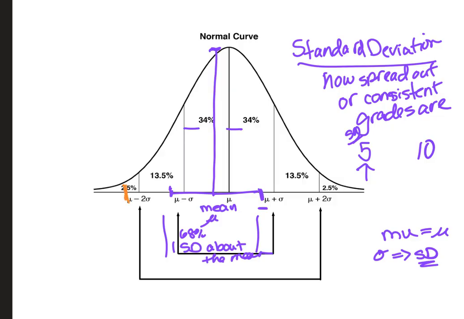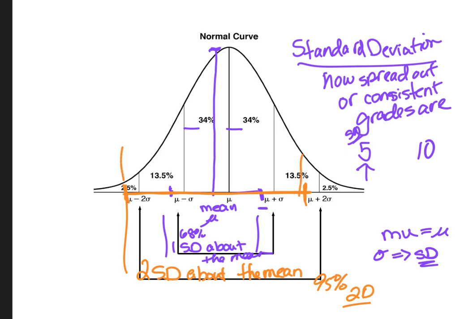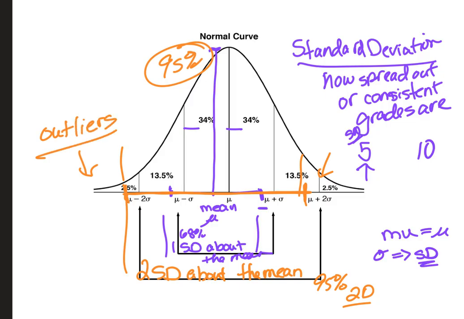Two standard deviations out would be from here to here. This would be 2 standard deviations about the mean. About means around, that's just what they call it. So that would be all the people between these two. If you add those up, that's 95% within 2 standard deviations. Now that's normal. So all the people between here and here, that's about 95% of the people. So anyone out here, these are what we call outliers or unusual.